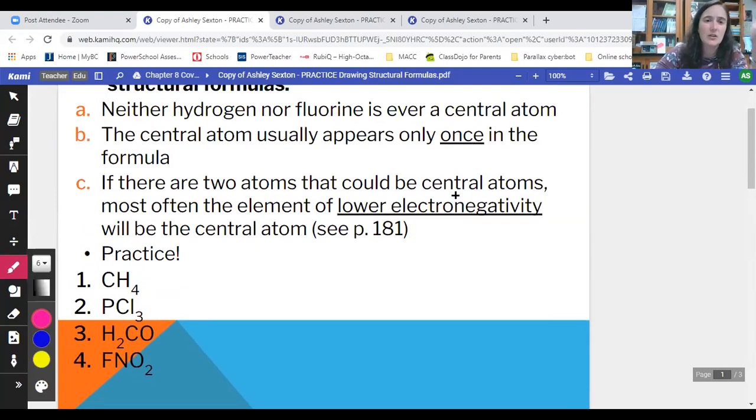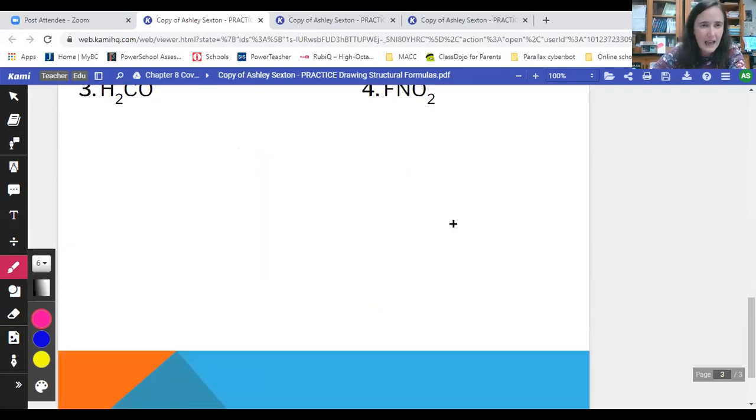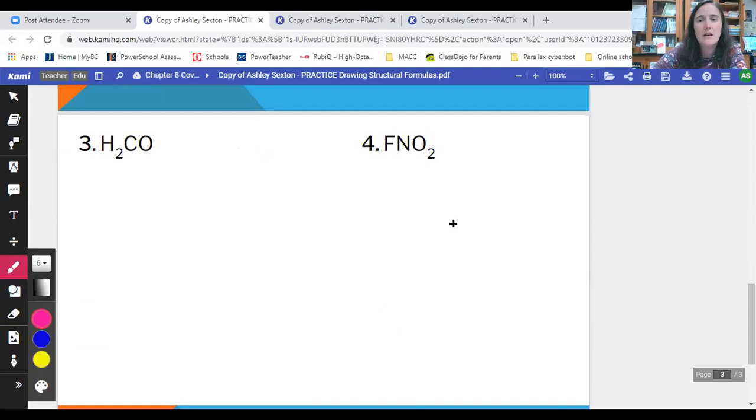So then we would have to look at the electronegativities. If we looked on page 181, the electronegativity of carbon is 2.5. The electronegativity of oxygen is 3.5. So carbon is the lower electronegativity, so carbon would be our middle. Yay! So we would put carbon in the middle. Fun fact, in ones like this, the element that is in the middle is a lot of times in the middle when we draw it. That's not always the case, but most of the time it is.